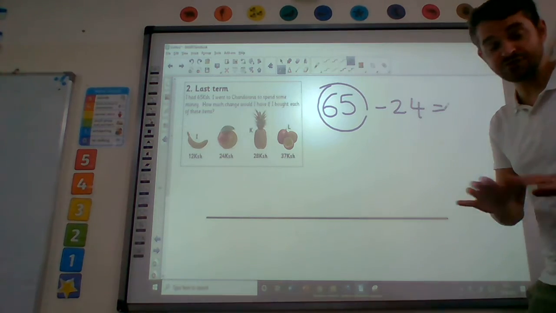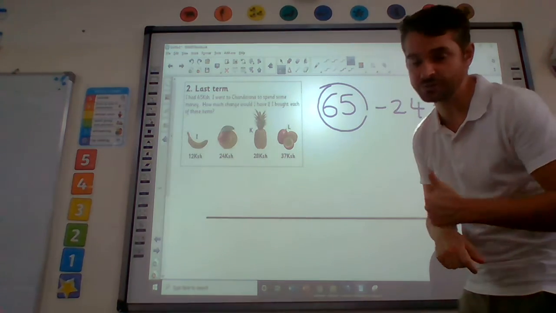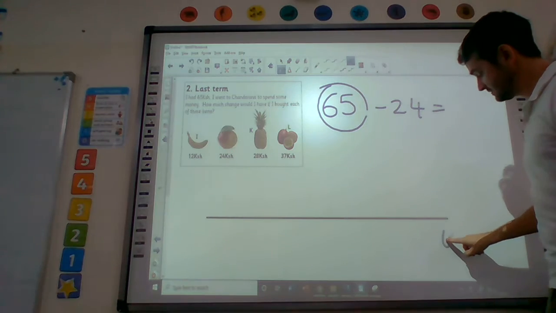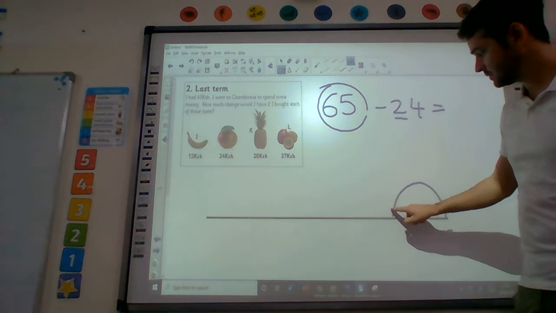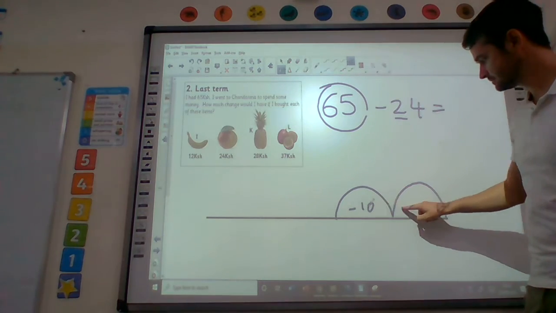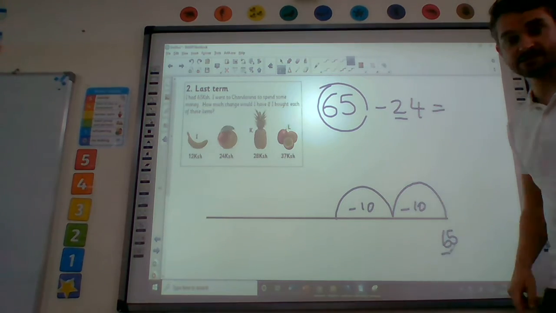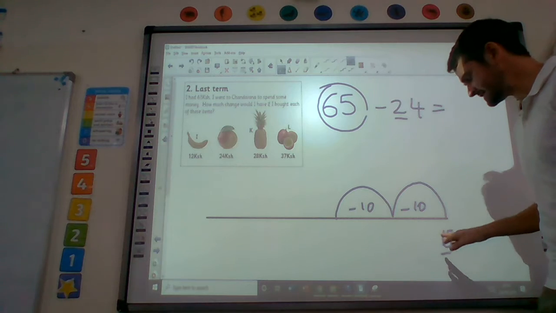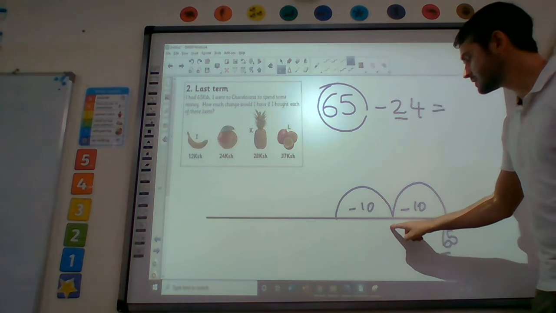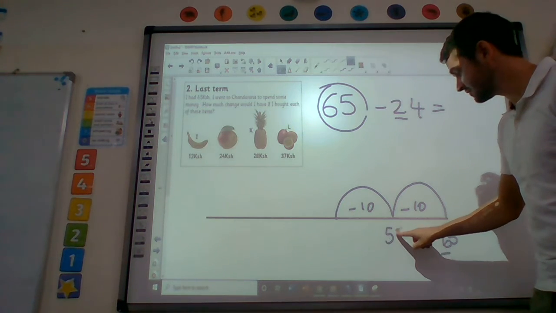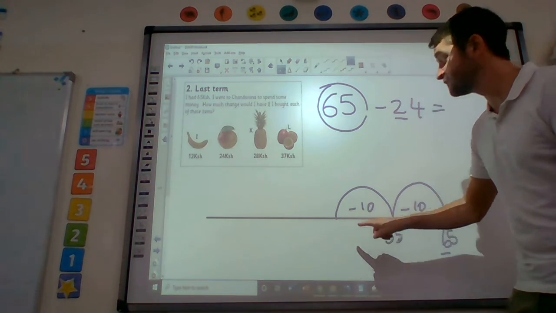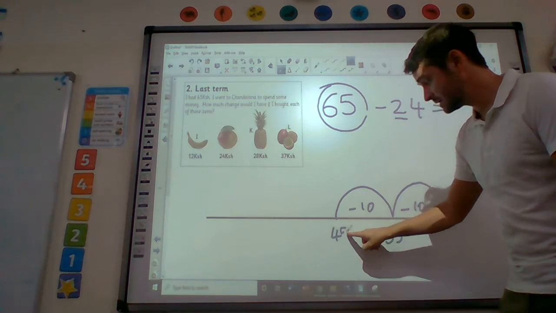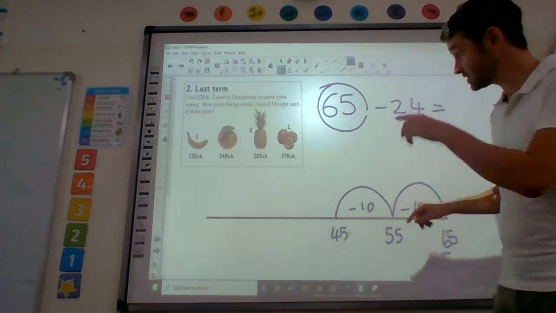Okay, hopefully you've finished your number line and you're feeling really confident with your answer. 65 is here, and we're taking away 2 tens this time. 1, 2. Changing the tens. Help me out with this one. 65, 55. We're still changing the tens again. 45. Brilliant. Now that we've done the tens, we can change the ones.